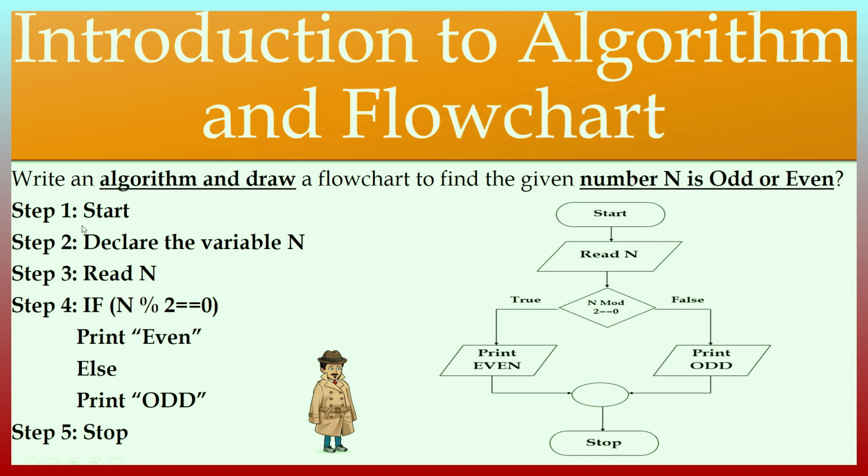Step 1, start. Step 2, declare the variable n. We're going to use only one variable called n in order to store a value from user. So step 3, read n means that you're going to ask the user to give a value and you'll be storing that value in the variable n. Now we are going for condition. If n mod 2. What is the use of mod? If you wish to get the remainder value, you want to use mod.